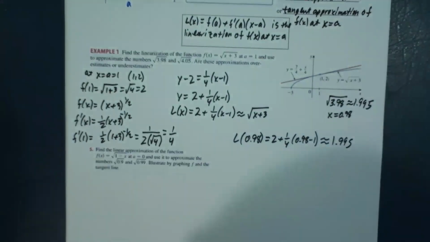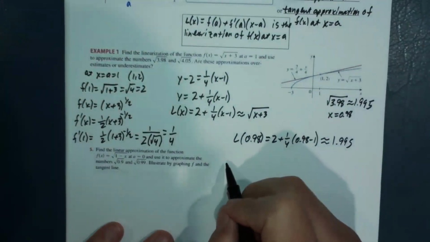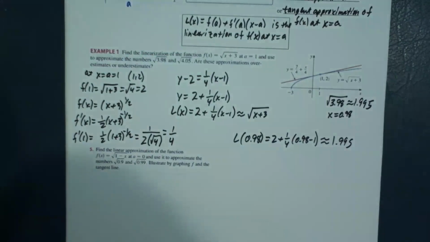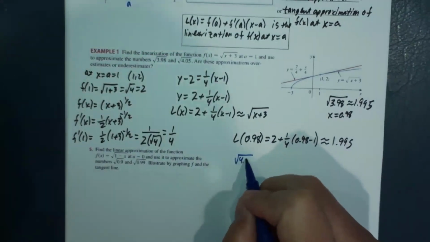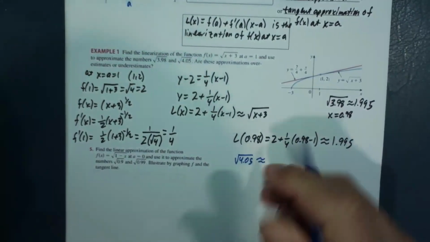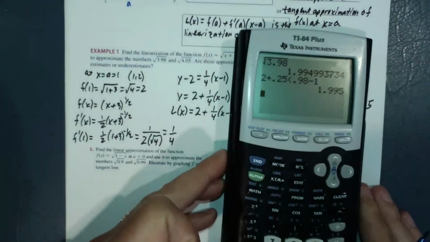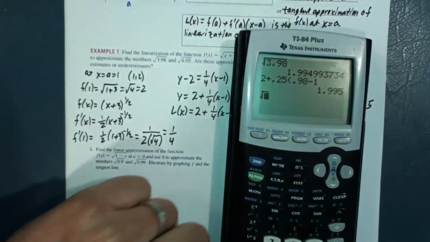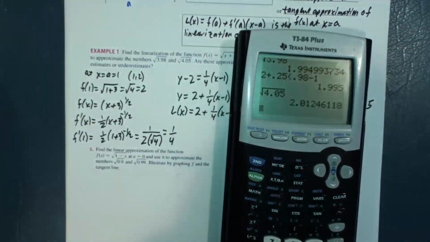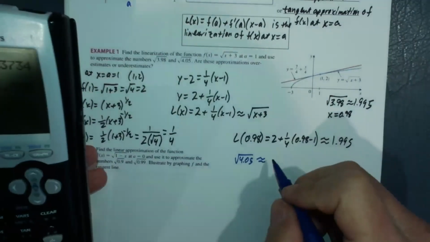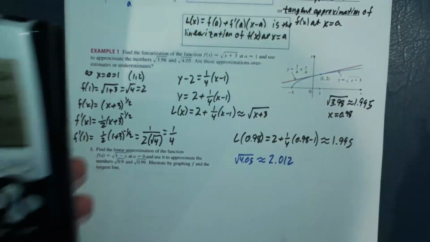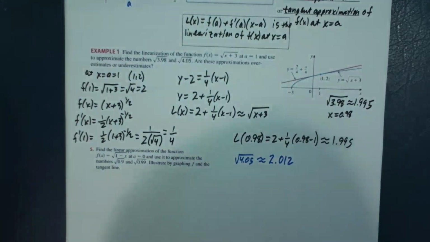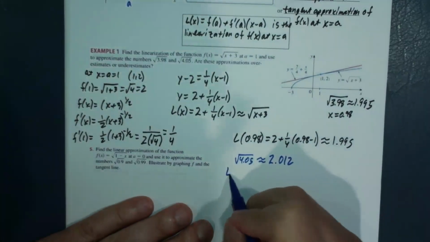And let's go the other way. For the radical 4.05, let's do a different color. The square root of 4.05 is about 2.012. Let's see what happens when we do the linearization.